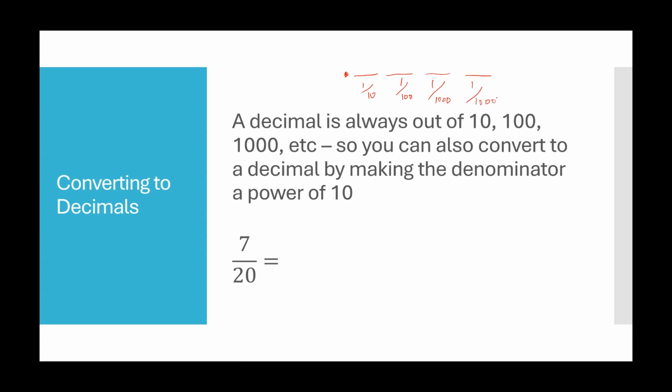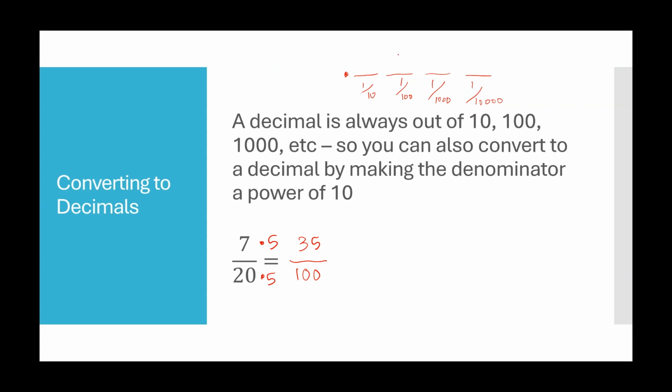I can see how I could nicely turn 20 into 100. I'm going to times it by 5. Same thing on the top, so I don't change the value of my fraction. And now I have 35 hundredths. Looking back at my place value table, I have to go to my hundredths spot and put 35 in there.